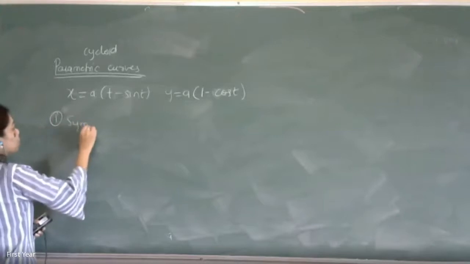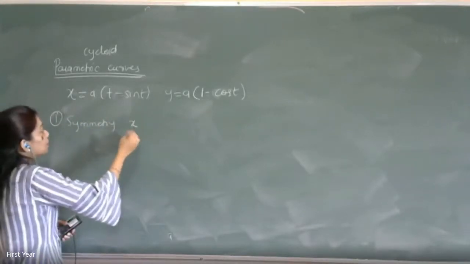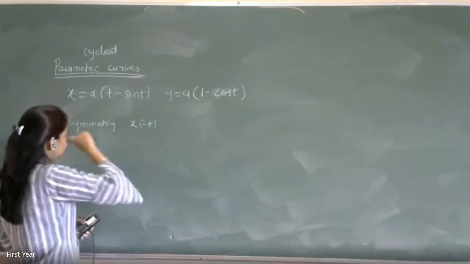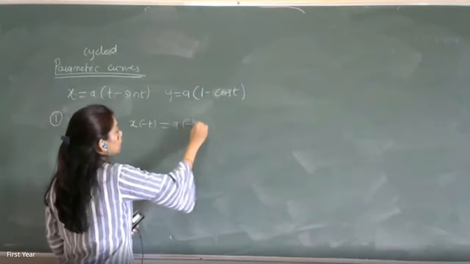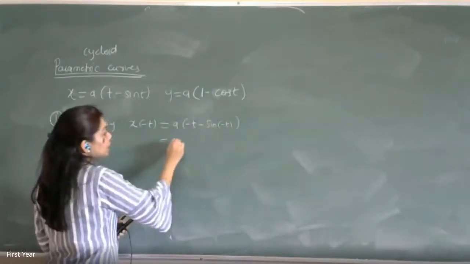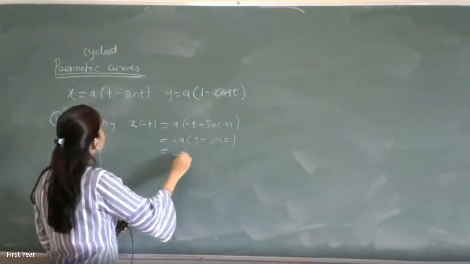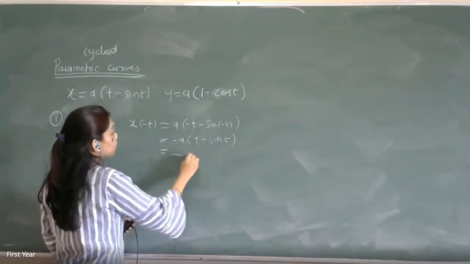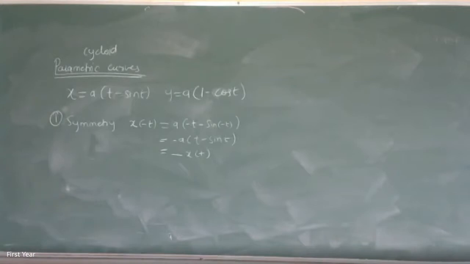Who is even and who is odd? X of minus t. What is x of minus t? It is a into (minus t, minus sin of minus t), that is minus a (t minus sin t), and that is minus of x of t. Is it okay? Please check if you have understood this.